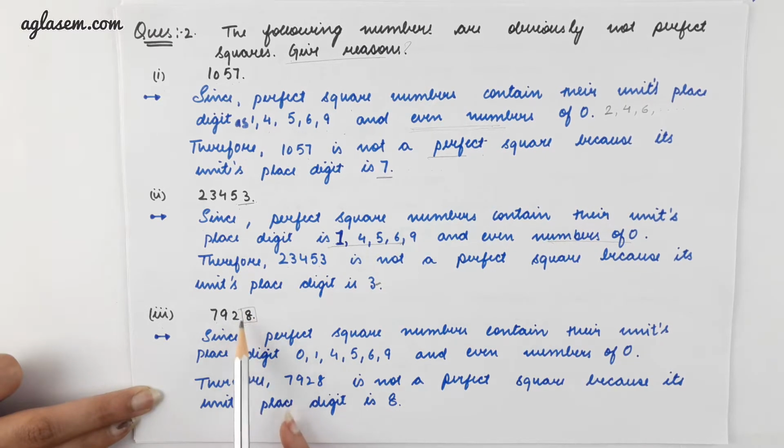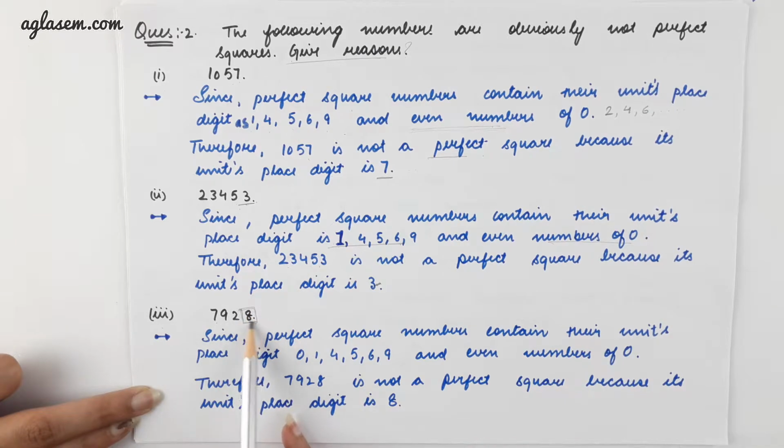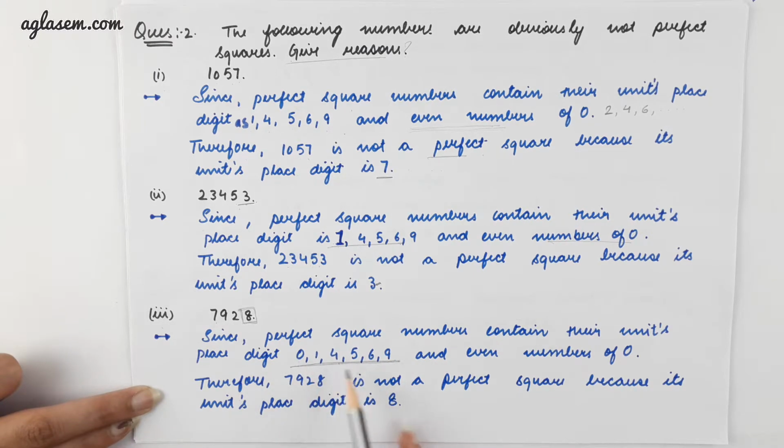Okay, for this question, now compare the unit digit of this number, that is 8, among the list of the perfect square numbers, that is 0, 1, 4, 5, 6, 9. As we can see, the list does not contain the number 8, therefore 7928 is not a perfect square.